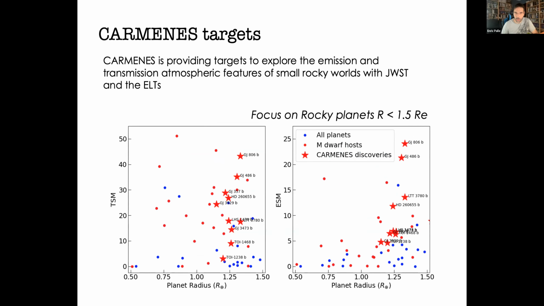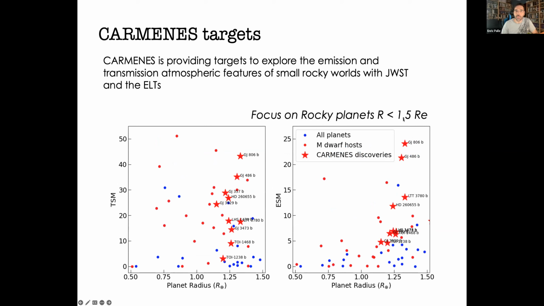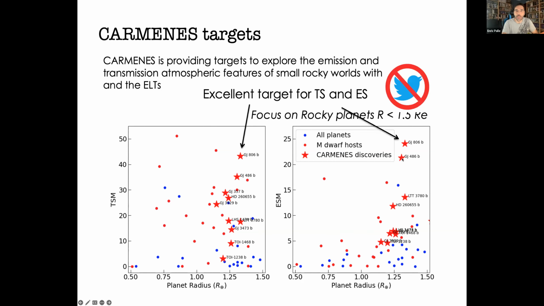If we zoom in on the really small planets, with radius smaller than 1.5, you can see that CARMENES has really found a wealth of planets that are really suitable for transmission spectroscopy and also for emission spectroscopy metrics. And the new one is GJ 806 that is about to be published next week. We hope to send a revised version to the referees, and it is so far one of the best targets for transmission spectroscopy and the absolute best for emission spectroscopy metrics on small rocky planets.